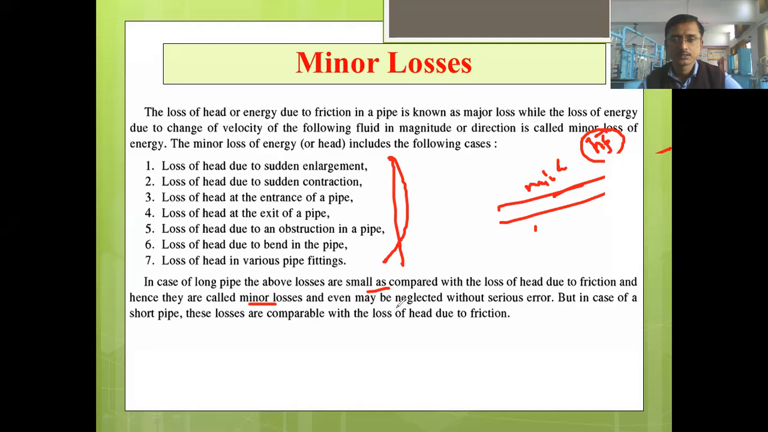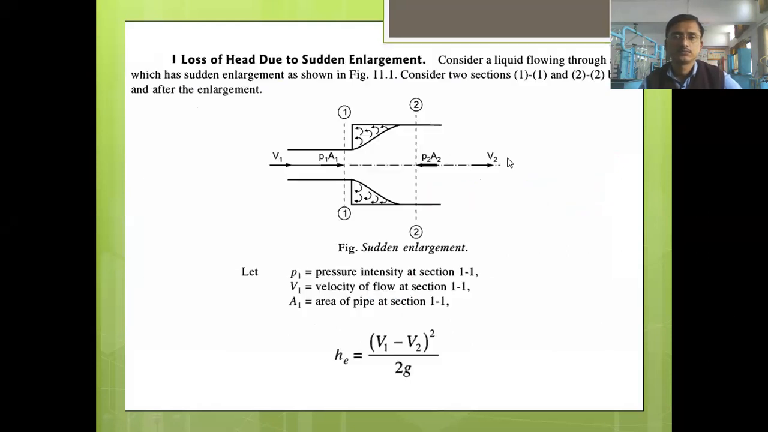And sometimes they may be neglected, sometimes they are also neglected without any serious error, ते आपण निग्लेक्ट करू शकतो. But in case of short pipe, जर पाईपची लेंथ लहान असेल त्या केसमध्ये we need to consider these minor losses also along with the major loss, that is head loss due to friction. Okay, so let us see it one by one now. Loss of head due to sudden enlargement.